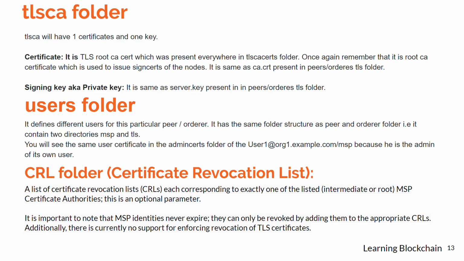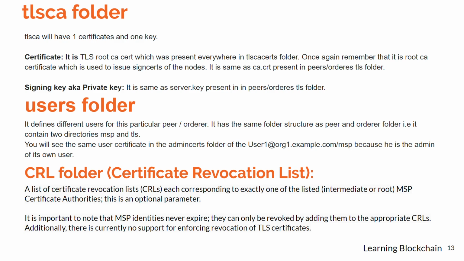Now one important thing, you will see the admincerts folder inside this users folder. That admincerts folder will have the public key or the signing certificate of the user. Suppose you have given the username as User1. Then in the admincerts folder, the same certificate is present, that is User1@org1.example.com, because he is the admin of its own user. Why is it the admin of its own user?